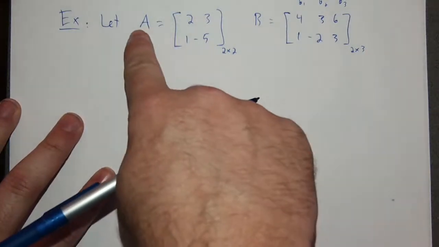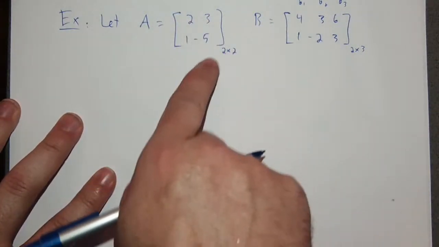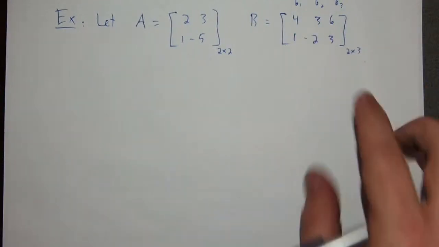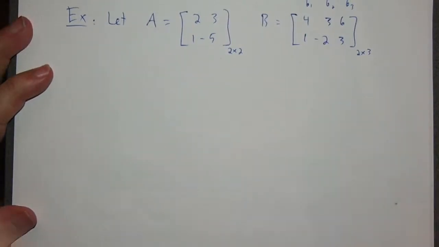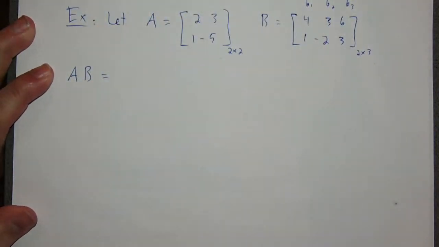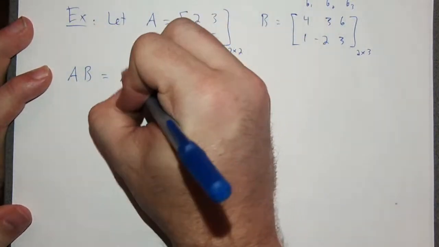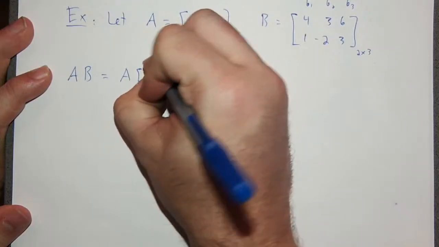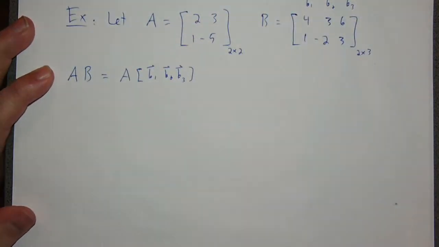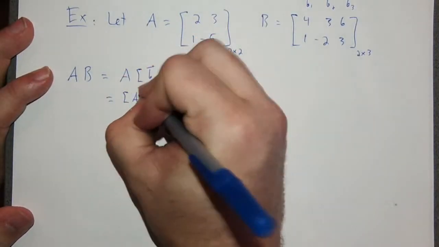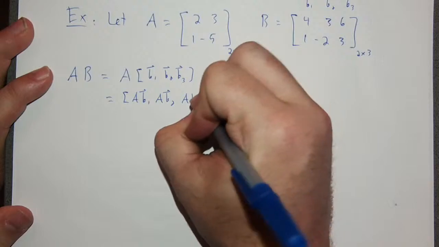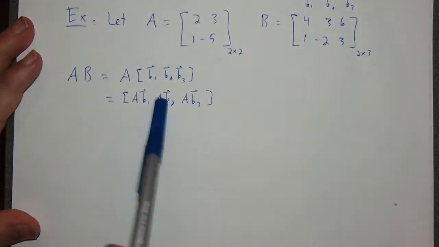And what should the resulting matrix A times B be? It will be an m by p matrix, so it will be a 2 by 3 matrix like B. Then AB, by the definition, is the matrix A times B1, B2, B3. That is, it's the matrix that is AB1, AB2, and AB3. So I should write out what each of these things are.